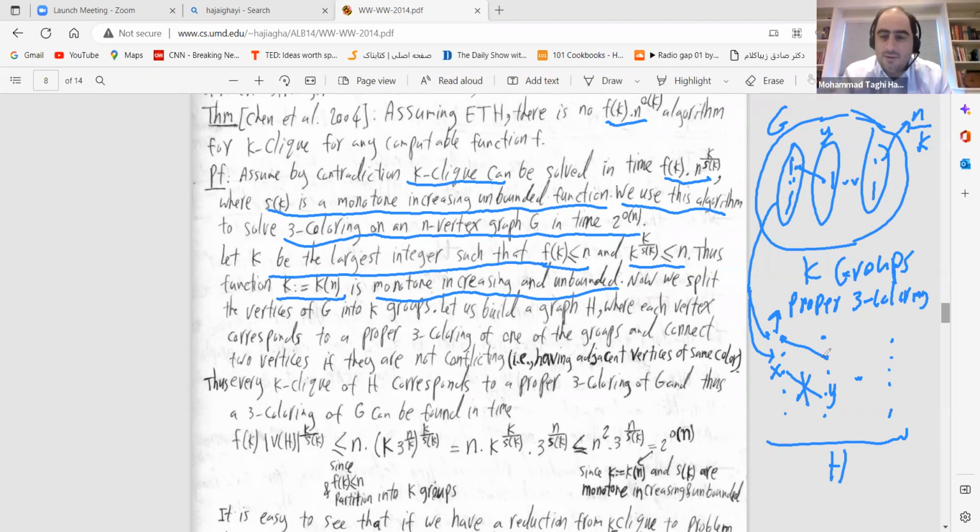Now, we are done. So this is the graph H from this graph G. This is a little bit different from the type of reduction that we have seen, but it is actually quite interesting and short. For each coloring of each part, we put a vertex, and two vertices have an edge if there is no conflict between them. And we don't put any edges between these guys, because they all correspond to colorings of one of these parts. Is this clear so far? Any question?